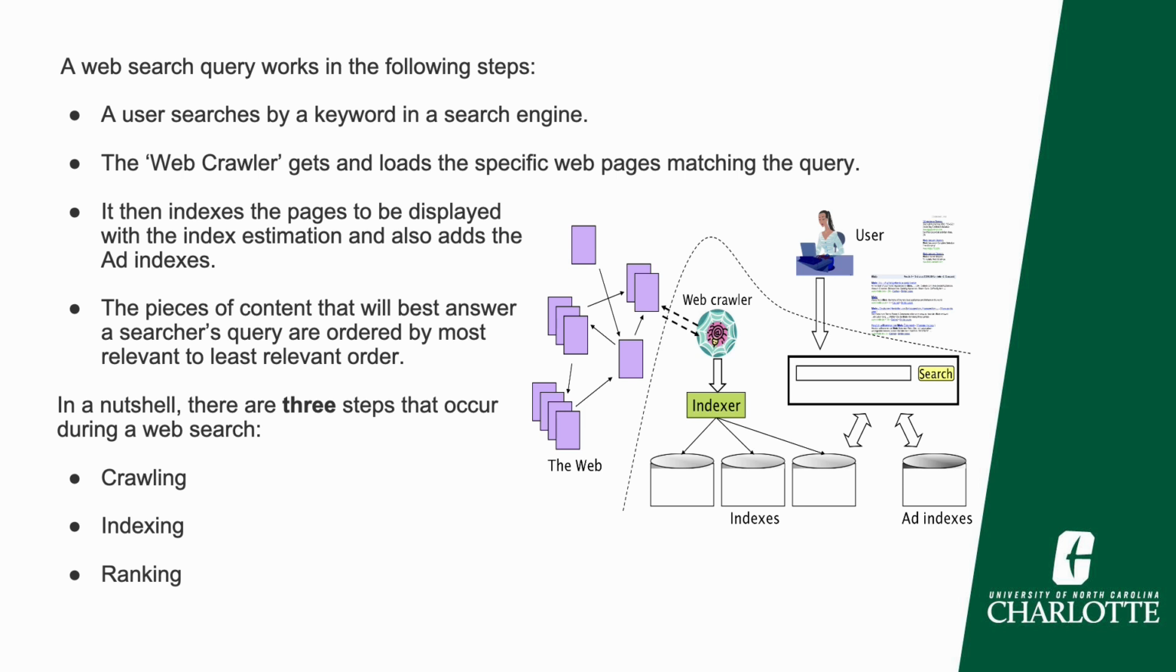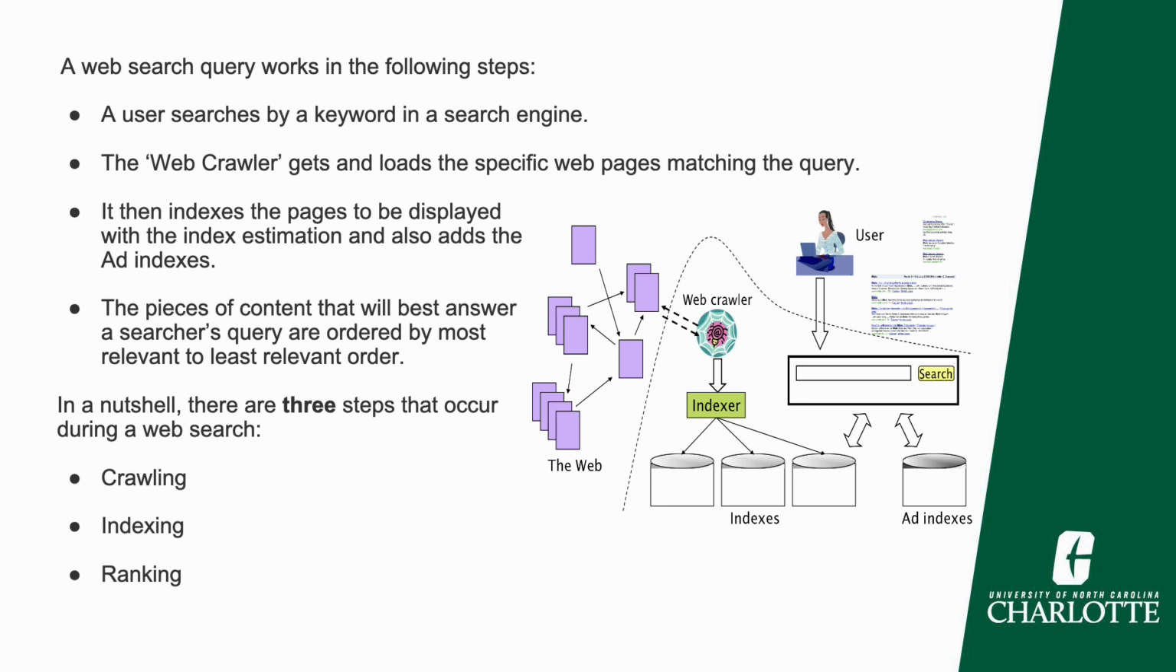A web search query works in the following steps, as shown in the figure in front of you. A user searches by a keyword in a search engine. The web crawler gets and loads the specific web pages matching the query. It then indexes the pages to be displayed with index estimation and adds the ad index for the ad revenue. And these pieces of content that will best answer a searcher's query are ordered from most recent to least relevant, as we see on a daily basis when we do a Google search.